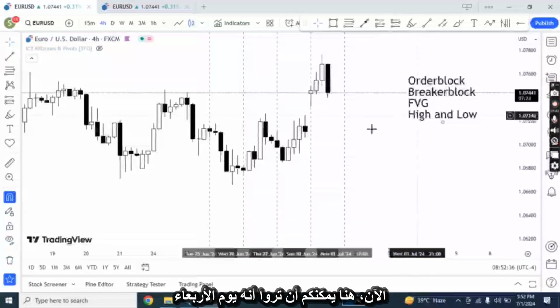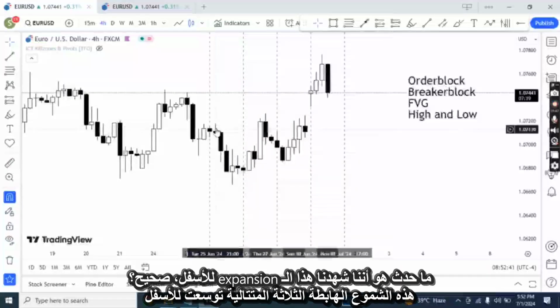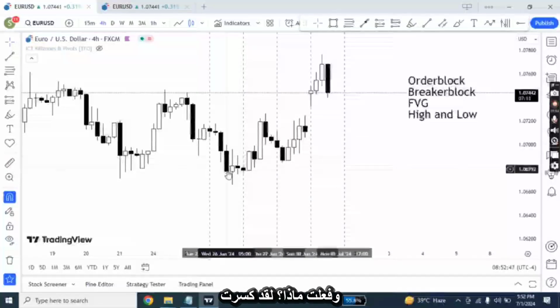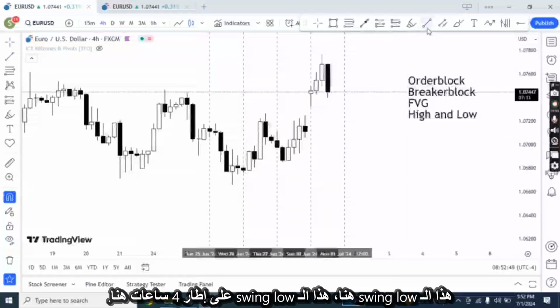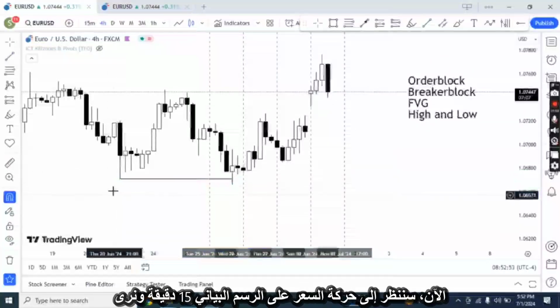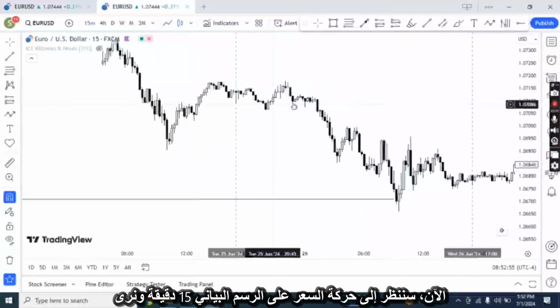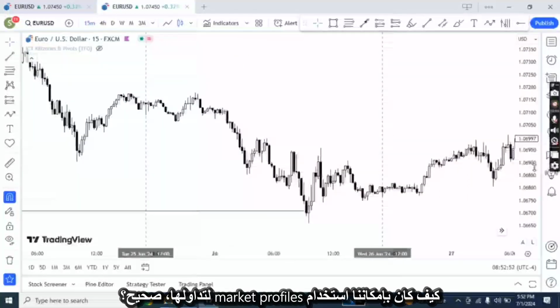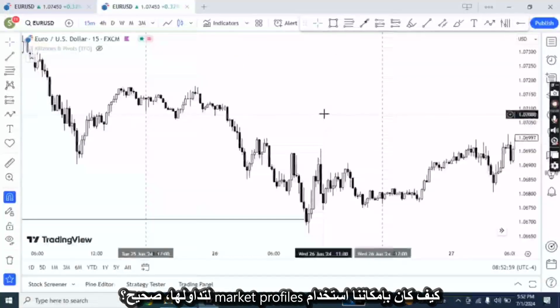Now you can see that on Wednesday we had this expansion below, right? These 3 consecutive down candles expanded below, and it did what? It took out this swing low right here, this 4 hour swing low. Now we're going to look at the price action on the intraday charts and see how we could have used market profiles to trade it, right?